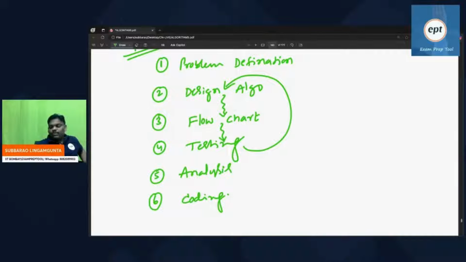Problem definition. Afterwards, in the available templates, you select the template which is more suitable to your problem. Afterwards, draw the flowchart, then do testing. If anything is missing, again go to the design algorithm, means do one or two modifications, again draw the flowchart, and continue. When steps 2, 3, 4 are completed successfully, it means you have an algorithm, not a program. You have an algorithm.